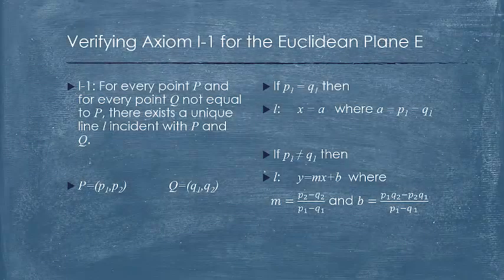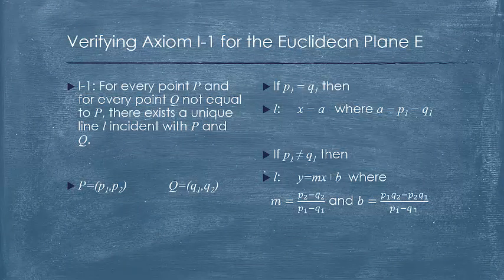Now let's illustrate our verification of incidence axiom 1. So the axiom says that for every point P and every point Q not equal to P, there exists a unique line incident with P and Q. In our interpretation of the Euclidean plane, we did algebra to show that if P and Q, which are ordered pairs of real numbers, have the same first coordinate, a number a, then they lie on the unique line with equation x equals that number a.